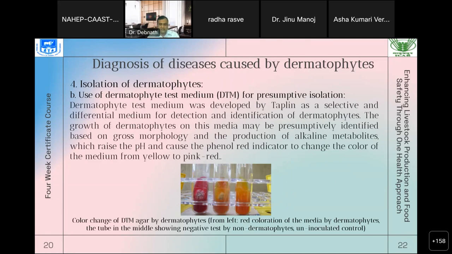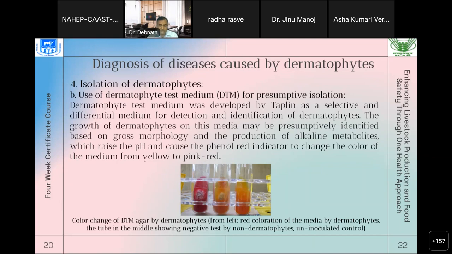The only thing is that dermatophytes produce some alkaline metabolites. An indicator is added in this dermatophyte test medium, which changes the color of the media when these metabolites are produced. And this happens within 10 days. If there is a change of color, then we can say yes, the sample contains dermatophytes.